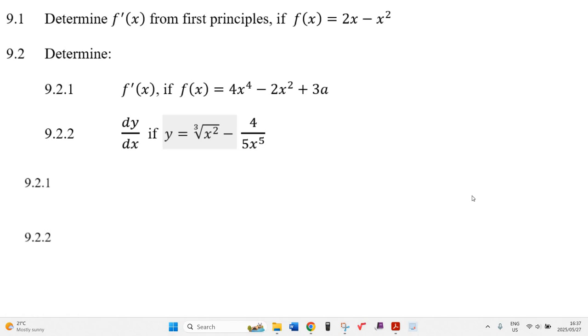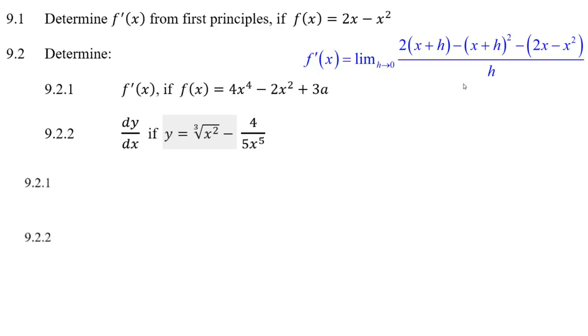Okay, let's try this calculus question. It says determine f prime of x, the derivative of x, from first principles if f of x equals 2x minus x squared. Well, there's your function. Whenever they say the word first principles, you need to write down the formula.